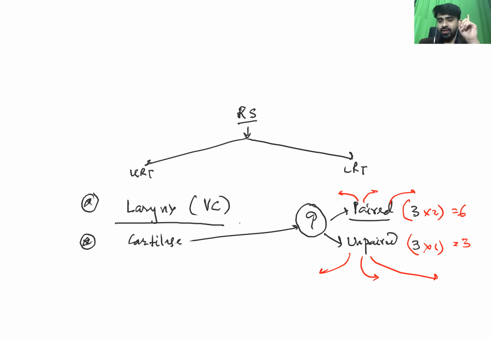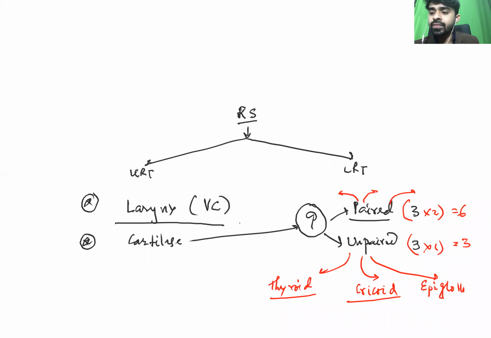Thyroid, epiglottis. Very good. 3 are unpaired. If you remember this, the other 3 are paired. Okay, so unpaired are thyroid, the second one is cricoid, and epiglottis. Thyroid, cricoid, and epiglottis are unpaired.